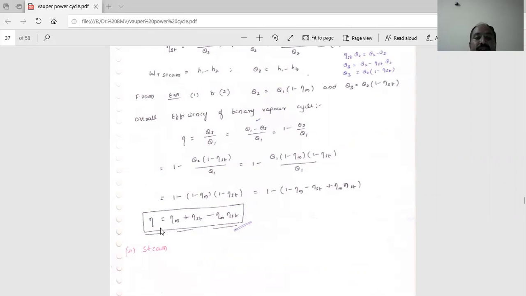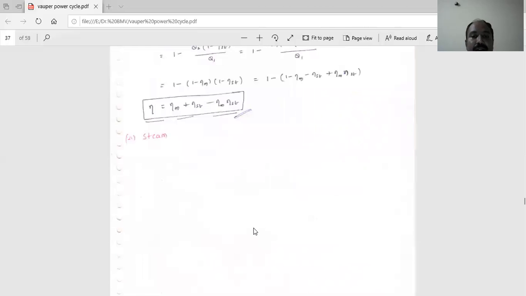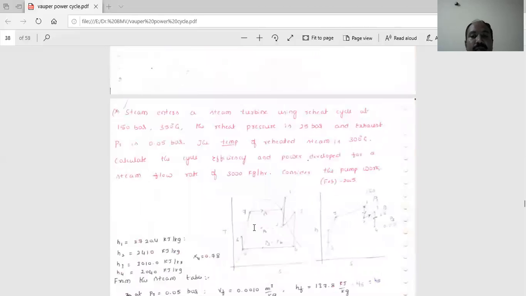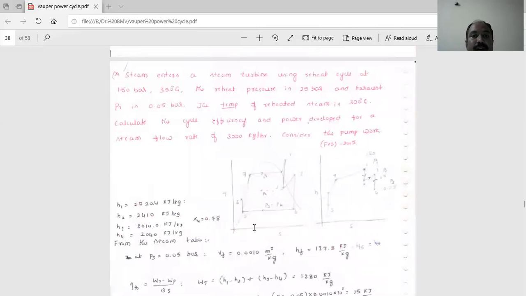Then we get this expression of efficiency: mercury cycle efficiency plus steam turbine efficiency minus mercury cycle efficiency into steam turbine efficiency. This is all about the theory aspects that come across in module 3, that is vapor power cycle. Okay, now we can solve a few problems on vapor power cycle.